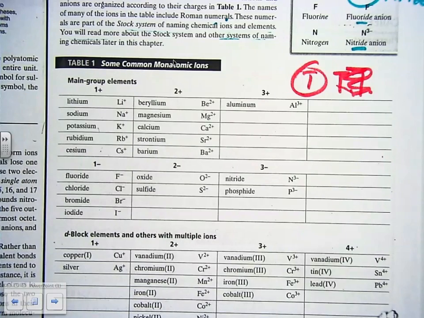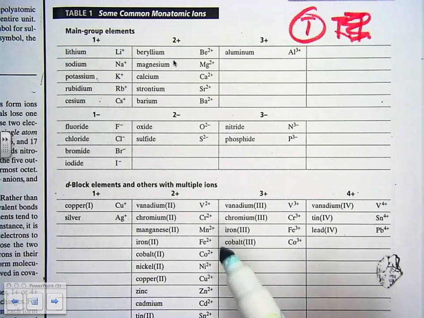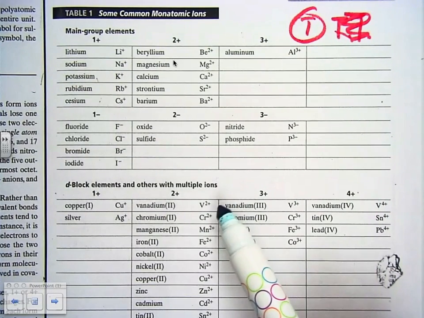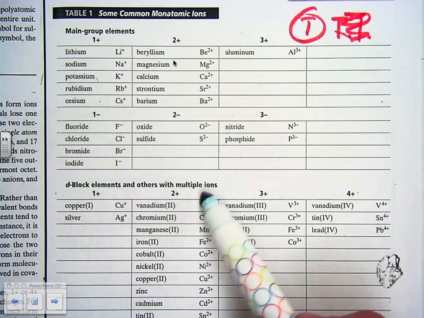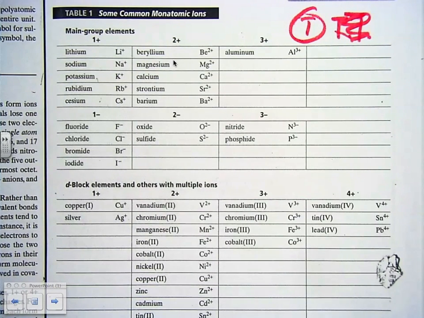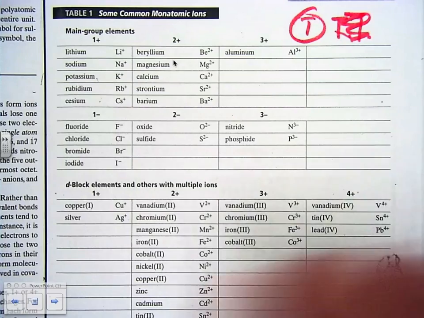So basically, I want you to know all of these monoatomic anions and cations. I want you to know the name and the charge and the symbol. So if I say vanadium 2, you'll say V2+. If I say chromium 3, you'll say Cr3+. That is a memory assignment for this chapter. All right. Please go to the next video.